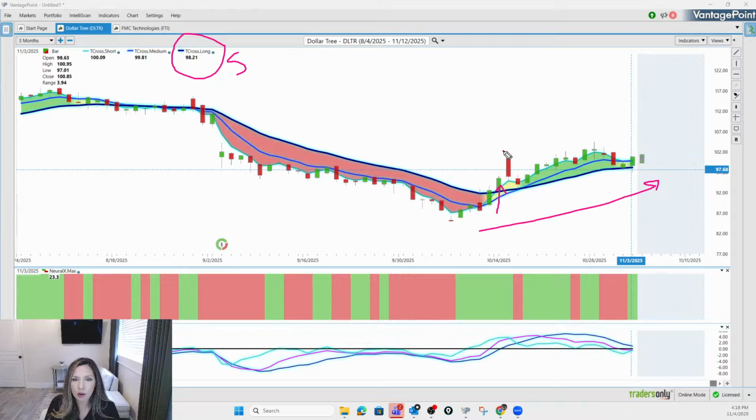So notice we've already had a pullback to that T-cross long level, all right? So these are points of reversion. Who has heard of a reversion to the mean? All right, I'm gonna say it again, reversion to the mean.